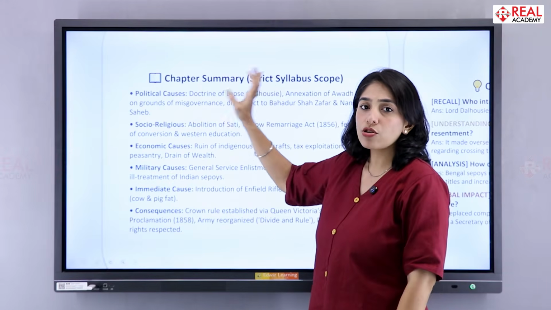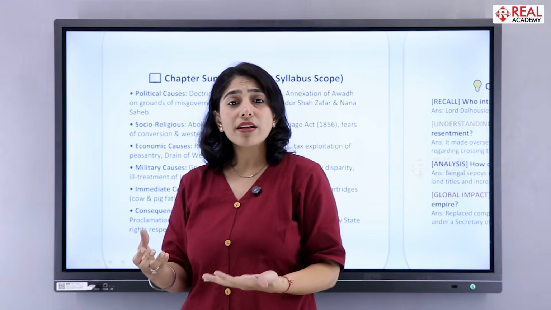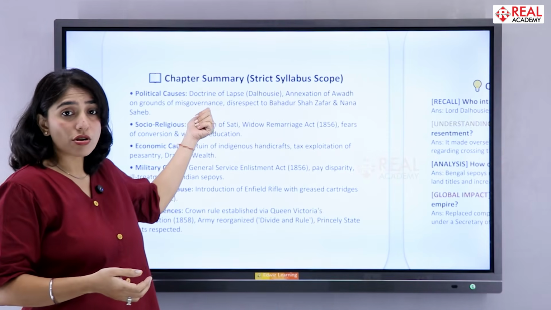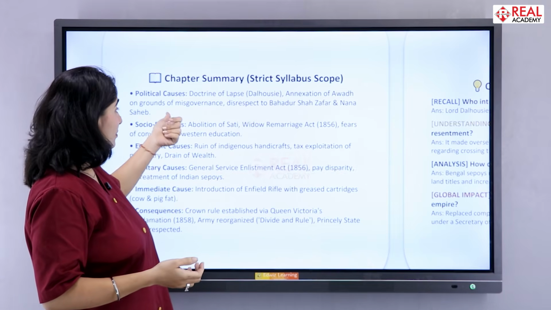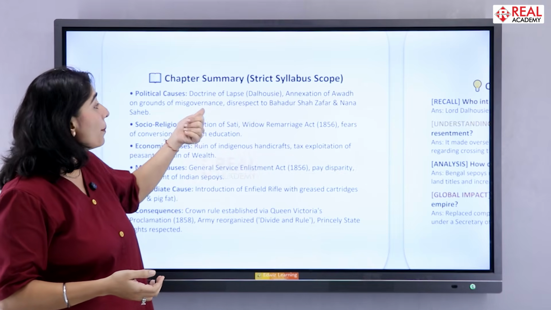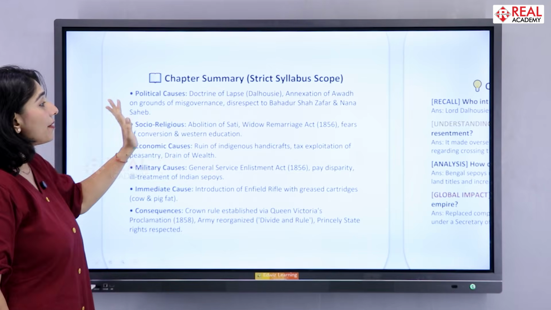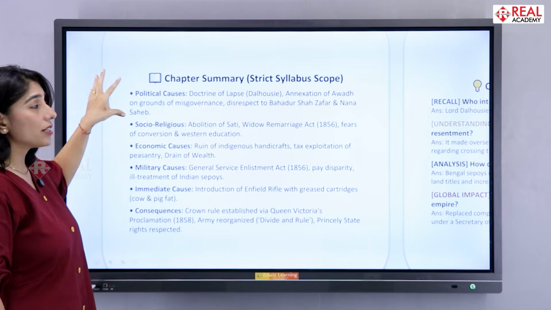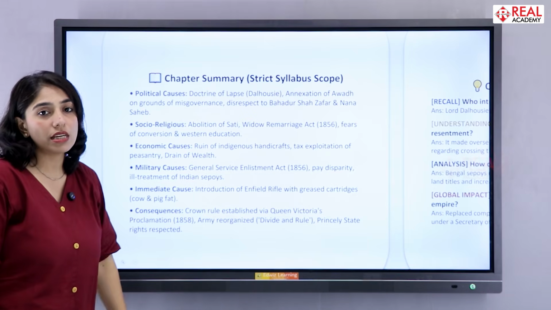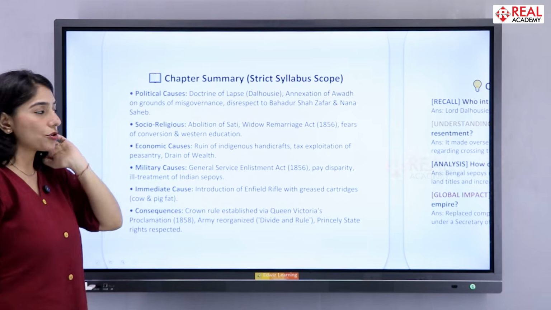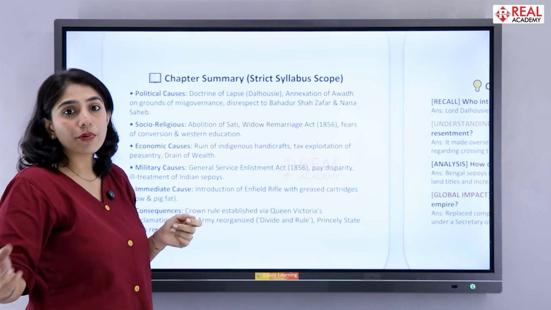First is the political cause. What were the political causes that we looked up? All right. So we come across the doctrine of lapse, subsidiary alliances. Then we talk about the misgovernance, the disrespect of Bahadur Shah Zafar and Nana Sahib. From the political causes, these are the most important keywords. When I say keywords, that doesn't mean you will not elaborate on it.